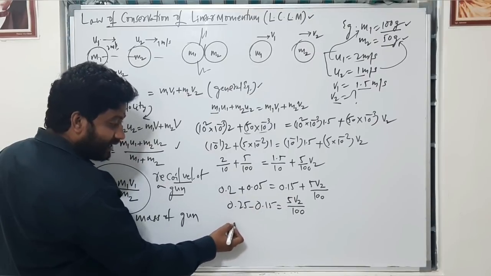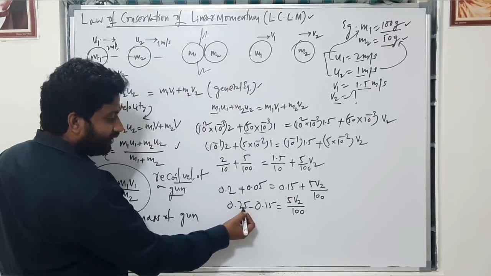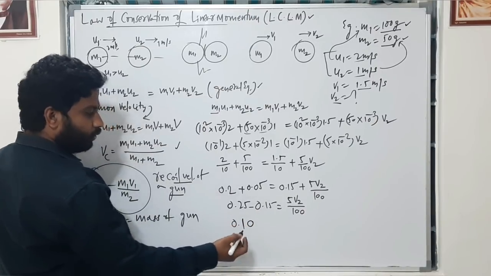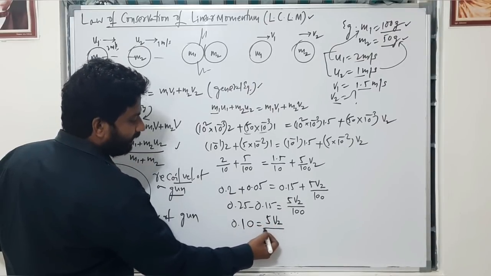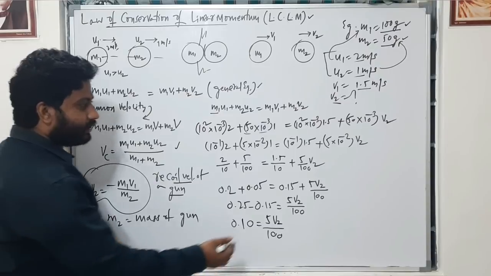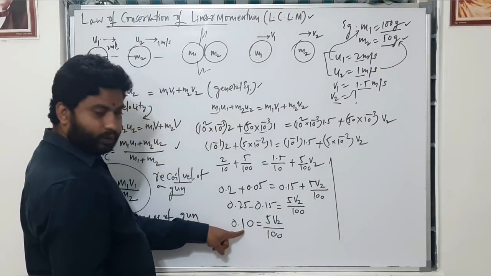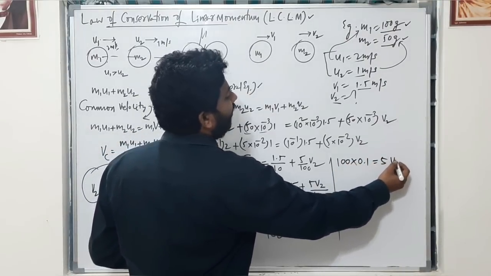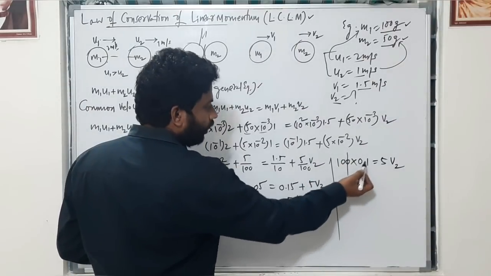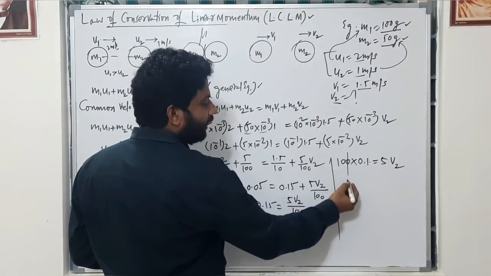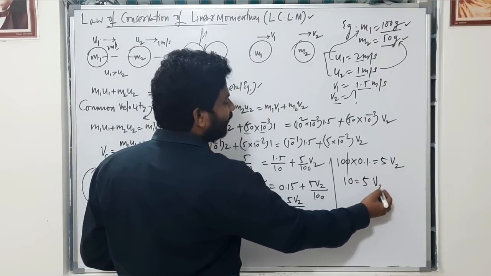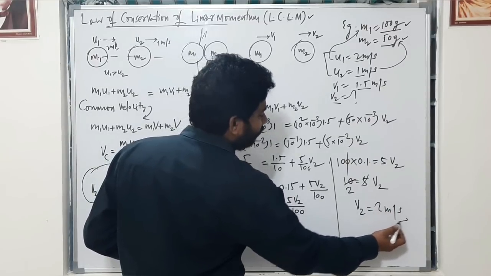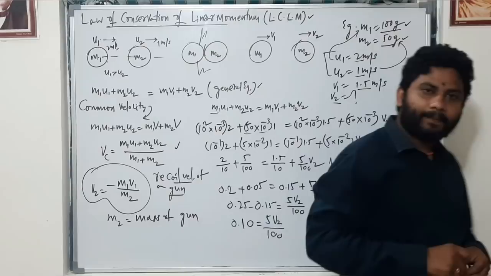It is 0.10, which is equal to 5V2 by 100. Just cross multiply: 100 into 0.1 is equal to 5V2. So 100 into 0.1 is 10. 10 is equal to 5V2, and 10 is 5 twos. So V2 is equal to how much? 2 meters per second.